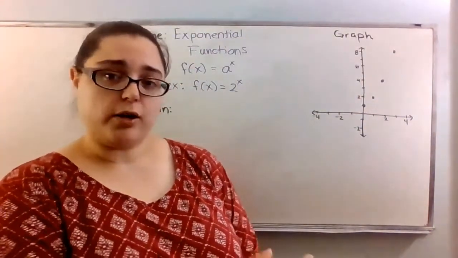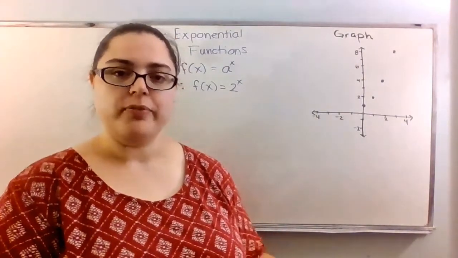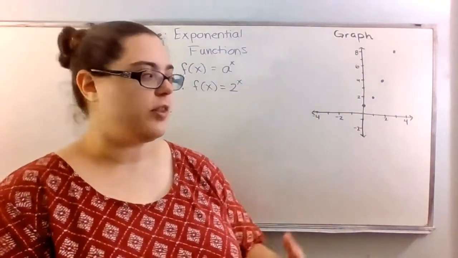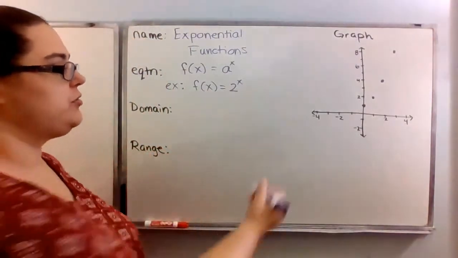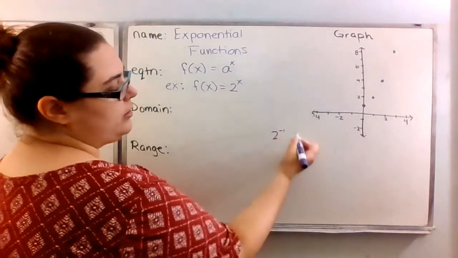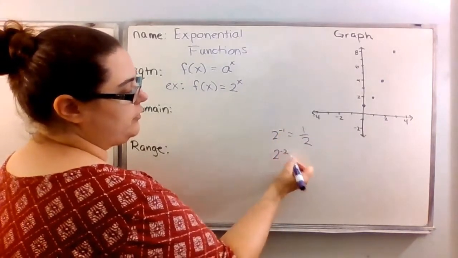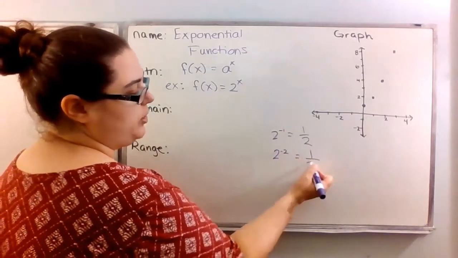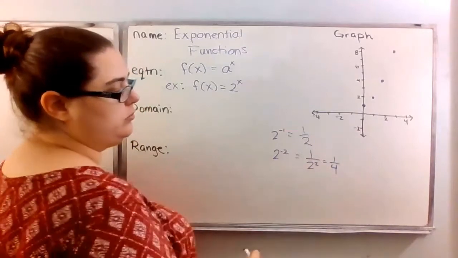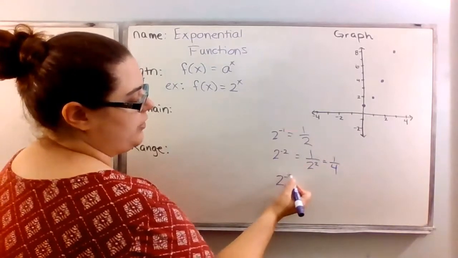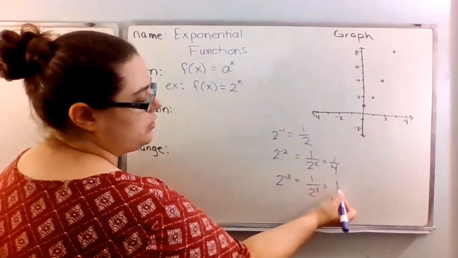So remember when we had our reciprocal function, one way to represent a reciprocal was to use -1. So when you have negative exponents, what that's going to do is flip the expression. So if I have 2 to the -1, that's going to be 1/2. If I have 2 to the -2, that's going to be 1 over 2 squared, which is 1/4. And if I have 2 to the -3, that's going to be 1 over 2 cubed, which is 1/8.